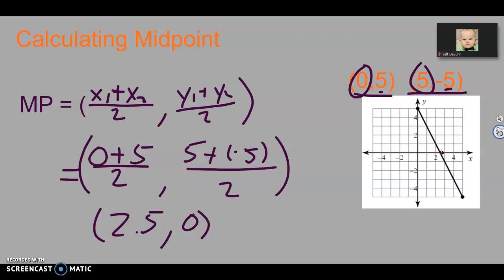So finding midpoint is going to be very simple. Add the x's together and divide by 2. That gives you the x value. Add the y's together and divide by 2. That gives you the y value. And now you have your second to last video done, reviewing slope and calculating the midpoint of a segment.